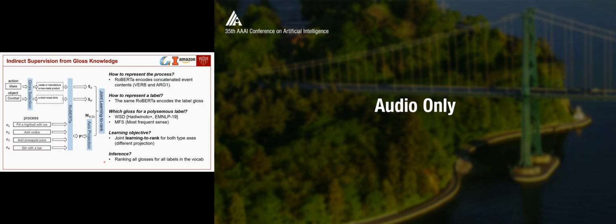So this is the overall architecture of the proposed P2GT framework. In training, we use a RoBERTa language model to encode the sequence of events in a process. And we also use the same language model to encode the gloss of the label. To select the correct gloss for a polysemous label, we also incorporate a pre-trained word sense disambiguation model. The learning objective conducts learning to rank for both the action type and the object type axes. And the inference phase will predict the top ranked glosses out of all labels in the corresponding type axis.